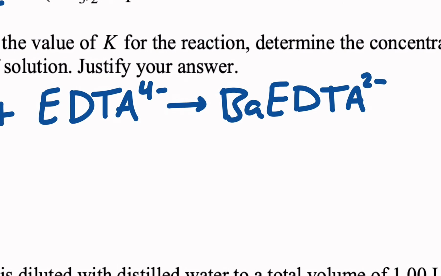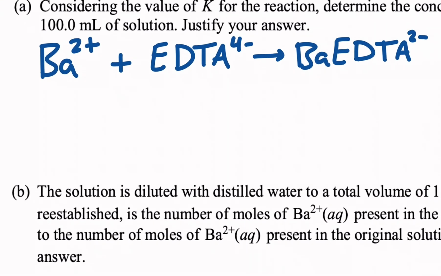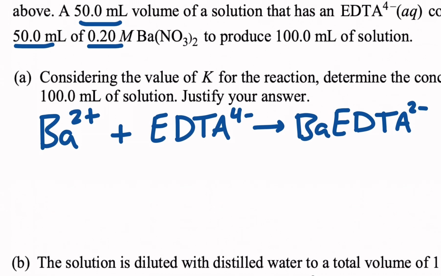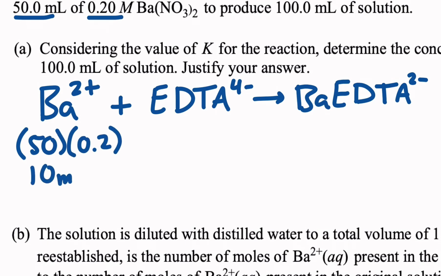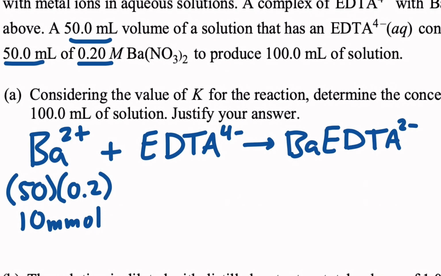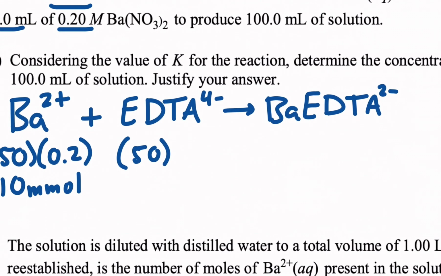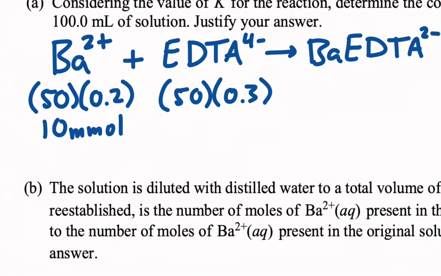You don't necessarily need to do this for a complete right answer, but it's a good way to just keep track of stuff. If I look at what's up above, we have 50 milliliters of a 0.2 molar barium solution. That's 10 millimoles. Remember, when you multiply molarity times milliliters, you get millimoles. How much of the EDTA do we have? We have 50 mils as well, but if I look back, it's only 0.3 molar. So this is a limiting reactant problem, and the 15 millimoles of the EDTA is in excess.